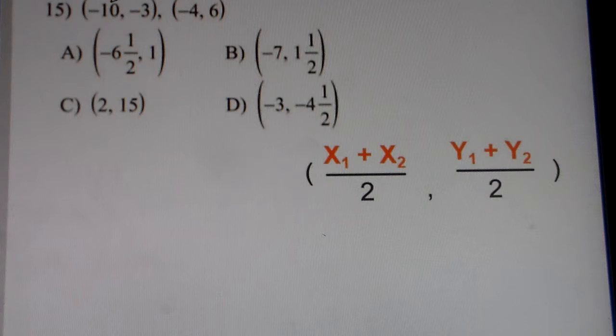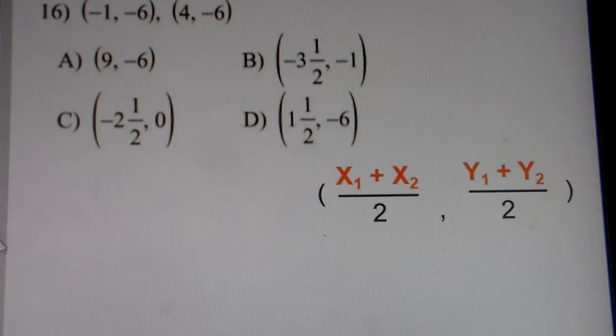Number 15, same concept. X goes with X, Y goes with Y. Negative 10 minus 4 gets you negative 14. Negative 14 divided by 2 gets you negative 7. Negative 3 plus 6 gets you 3. 3 divided by 2 gets you 1.5. And you can just type that into the calculator to get that.